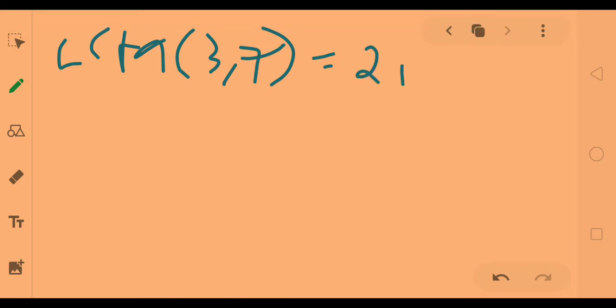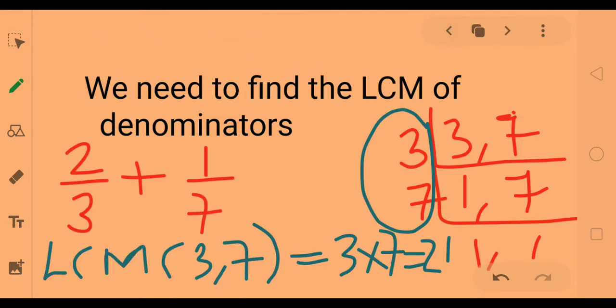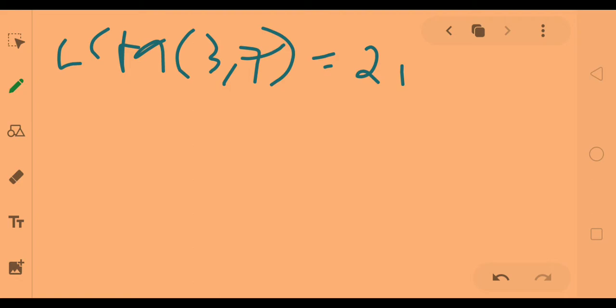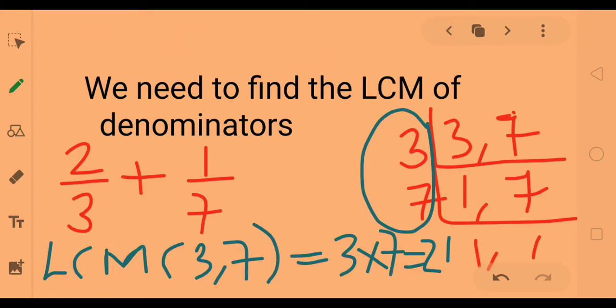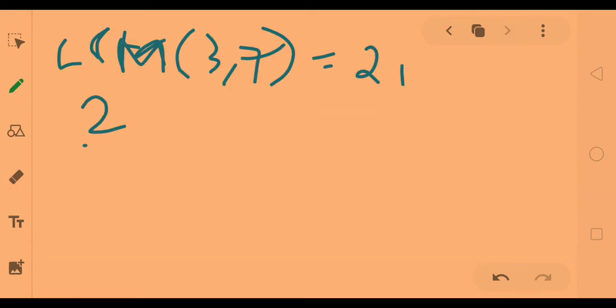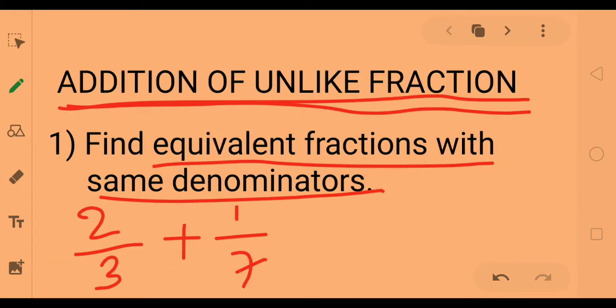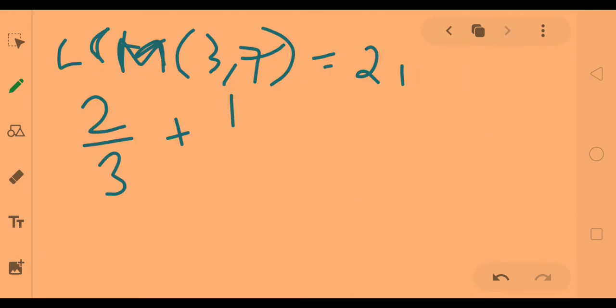See, here we got the LCM of the denominators. LCM of 3 and 7 from the previous step is equal to 21. You can see the calculations here. Now, what were the fractions? 2 by 3 plus, then what was the next fraction? 1 by 7. 2 by 3 plus 1 by 7. So let us go for the next step.